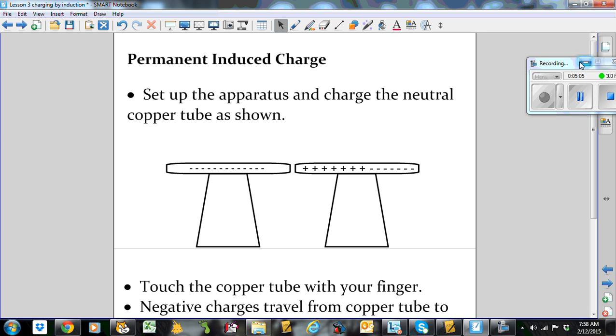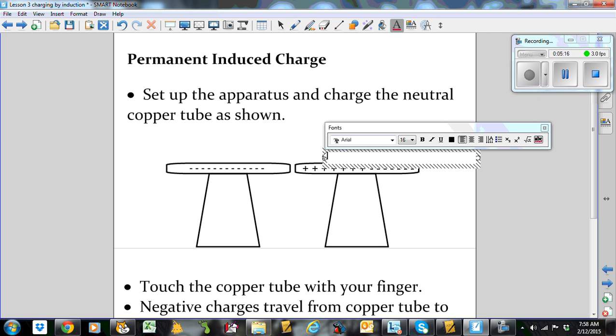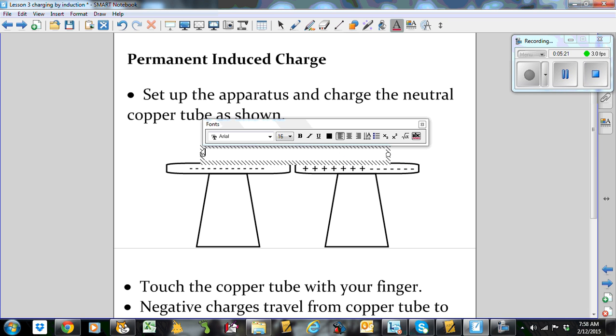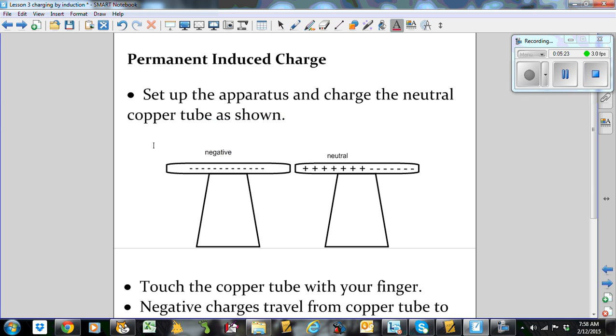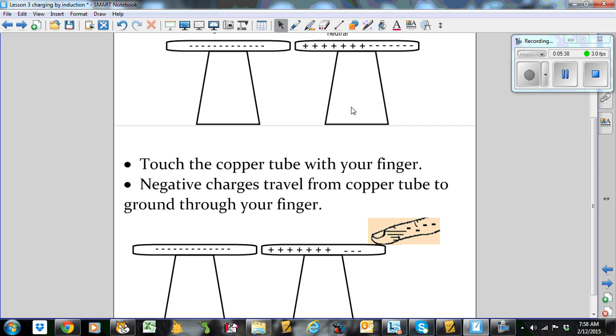So to do a permanent induced charge, these are the steps. Set up the apparatus and charge the neutral copper tube as shown. Here is the neutral one over here, and this is the negative charged rod over here. When you bring it close, these electrons will move towards this end of the neutral pipe, creating that charge separation. The next step is to touch the copper tube with your finger.